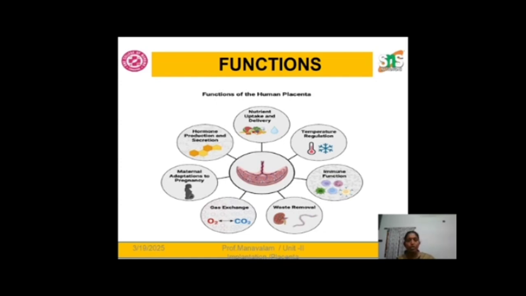Waste removal. Urea, uric acid, creatinine and certain other wastes from the fetus are excreted through the placenta into the maternal circulation.